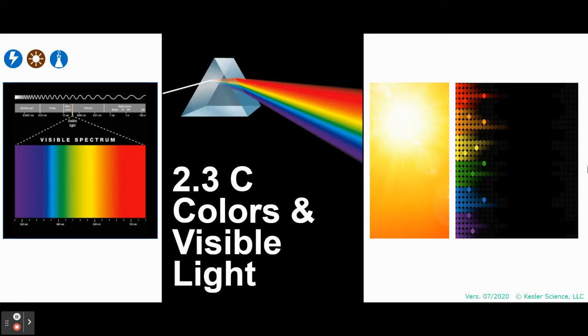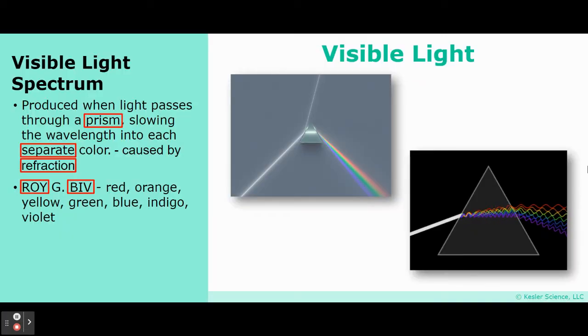2.3c, colors and visible light. So the visible light spectrum is produced when light passes through a prism, showing the wavelengths into each separate color. So if you look at this picture or this GIF here, you can see the light going through it, and then it's refracted, and then it separates into all the colors that we know, like the rainbow.